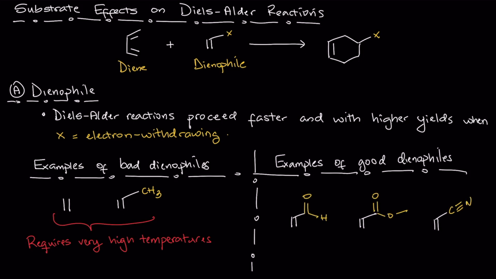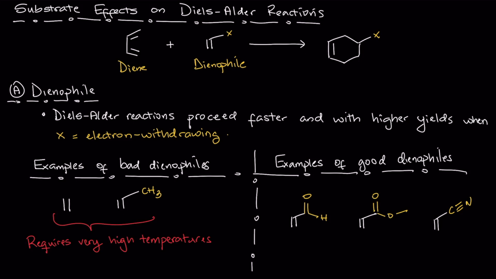On the other hand, here are some examples of good dienophiles. These dienophiles, you can use them on dienes and do a Diels-Alder reaction under room temperature. And we notice that the common thread between these three examples is that X group, all of those X groups are electron withdrawing. And so hence we see a pattern here.